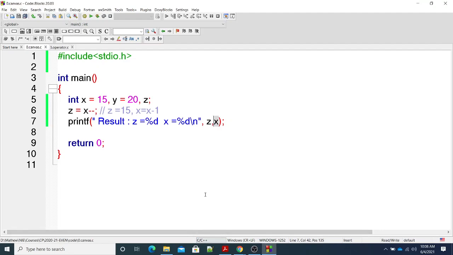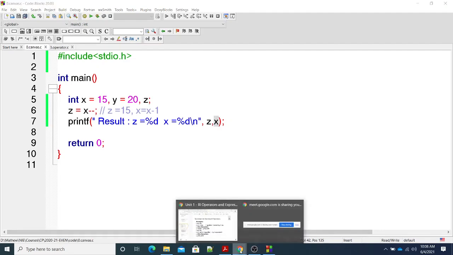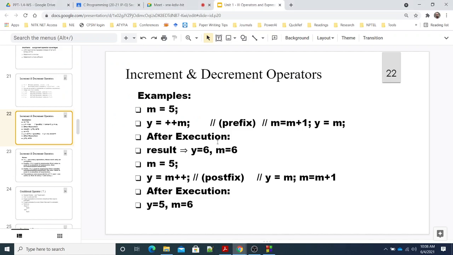Any doubts? Anyone else is having a doubt? Please raise your voice, unmute and ask me. We will clarify it and proceed. Okay.